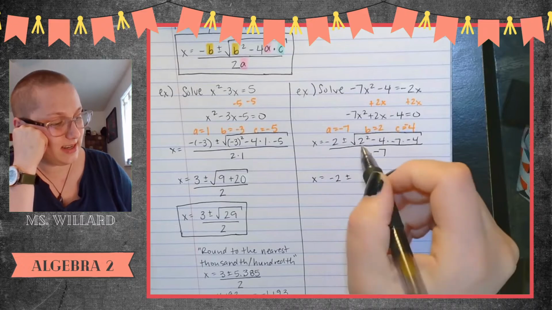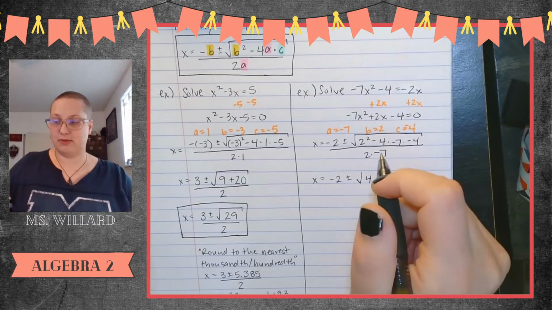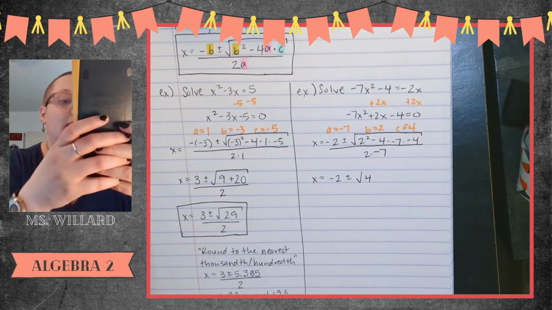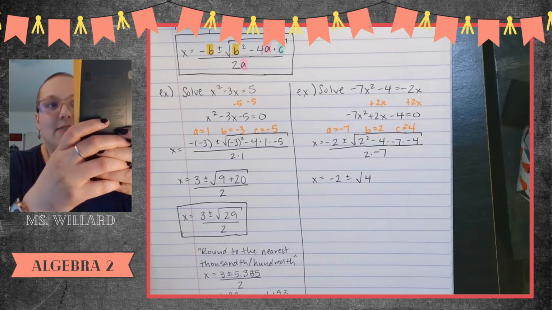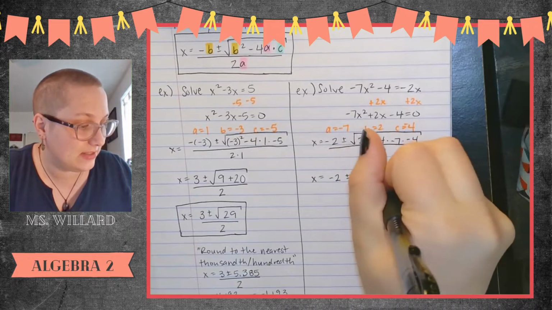All right, so 2 squared is 4. And then I'm going to do negative 4 times negative 7 times negative 4, which I don't know off the top of my head. Let me find out. Negative 4 times negative 7 times negative 4 is negative 112. So minus 112.